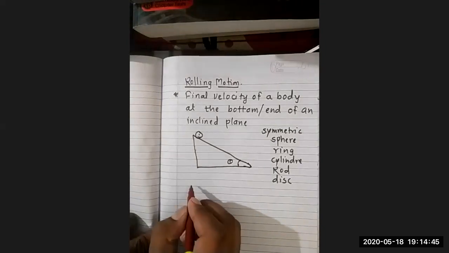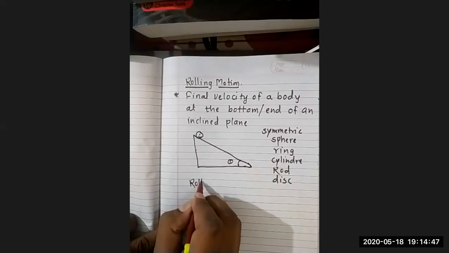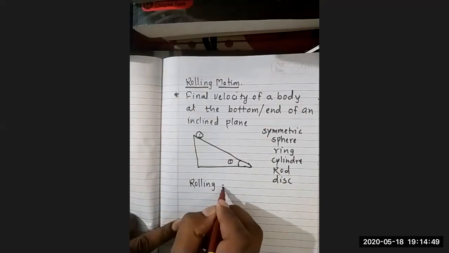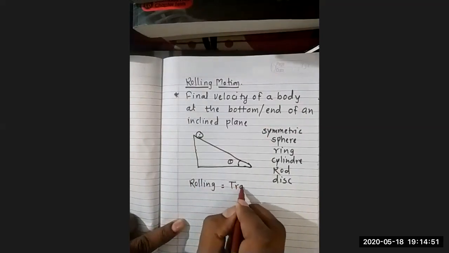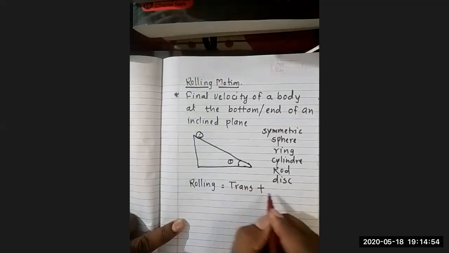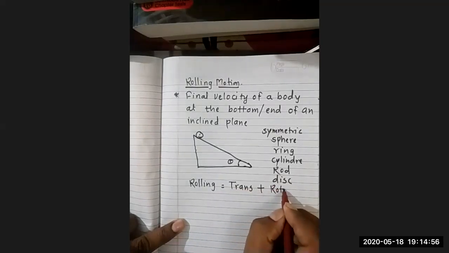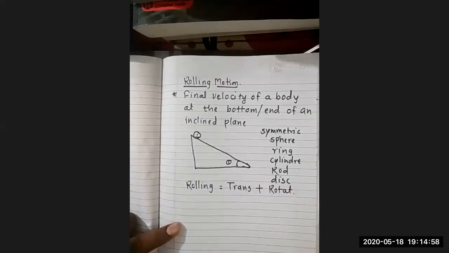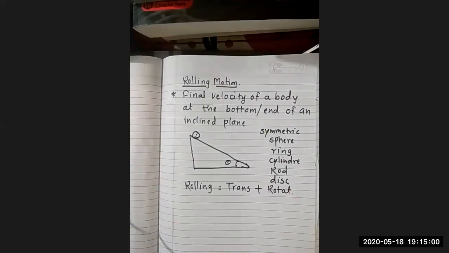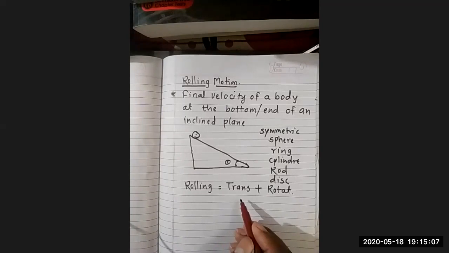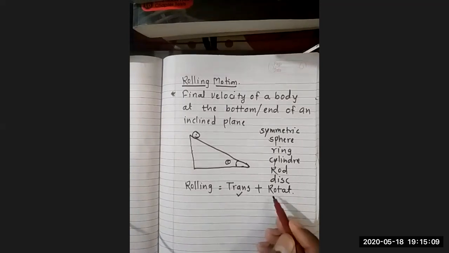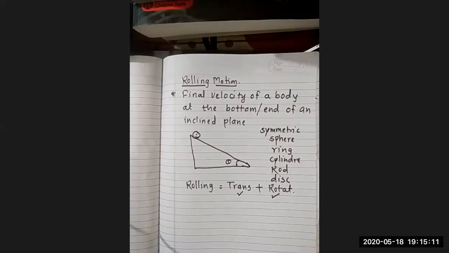if an object is rolling, within a rolling motion there are two kinds of motion: translatory motion plus rotatory motion. So when the object rolls down an inclined plane, it has these two kinds of motion. One is translatory motion, and the second one is rotatory motion, right?